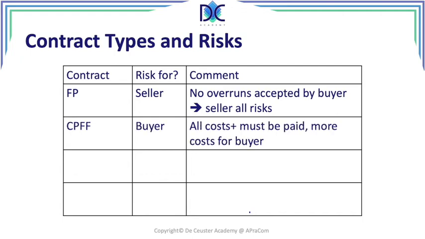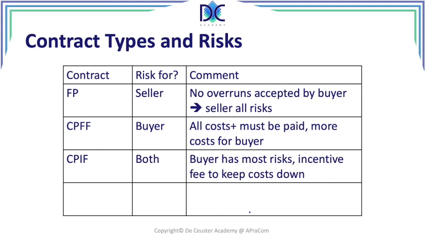Then we have the cost plus fixed fee. This is for the buyer. So we have to pay all the costs, and there are more costs for the buyer. So it's basically more risk for the buyer in this case. Cost plus incentive fee is basically for both, but the buyer has most of the risks, and the incentive fee is there to keep the costs down.